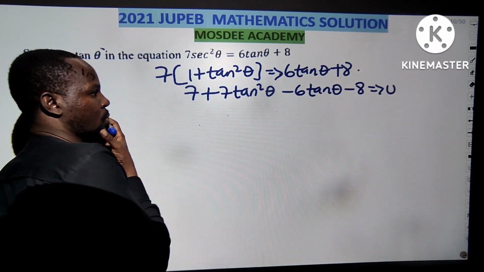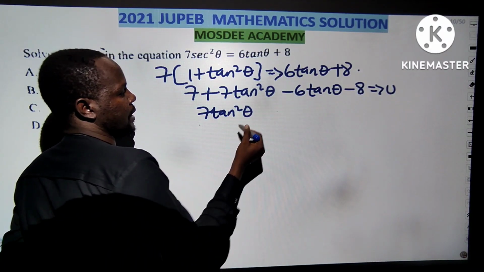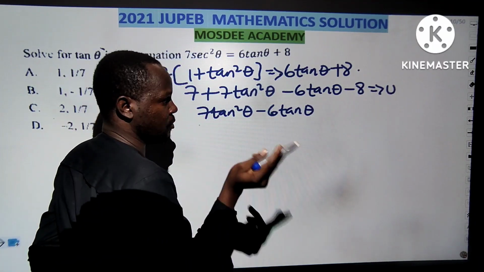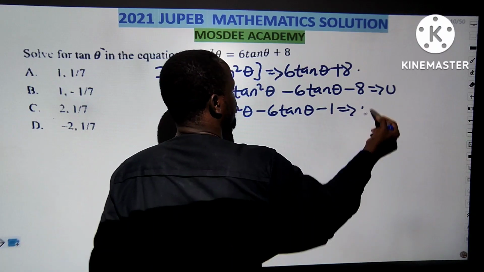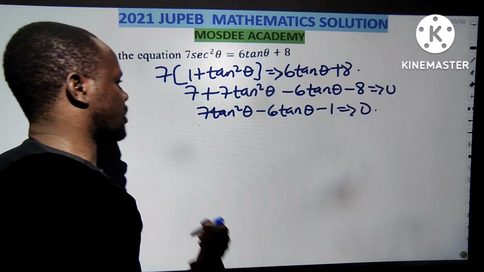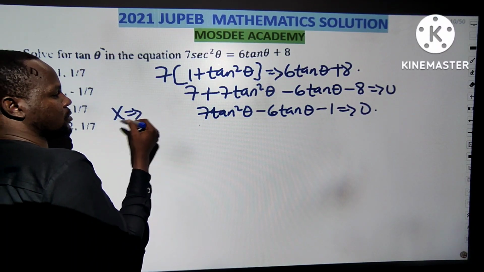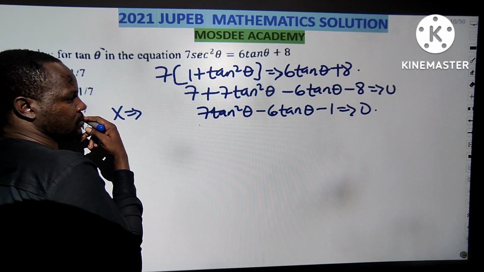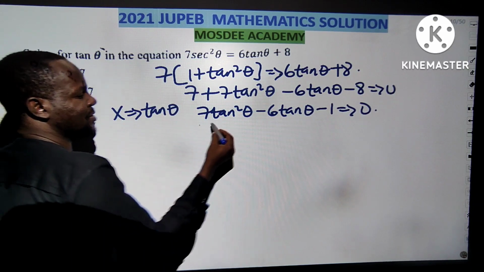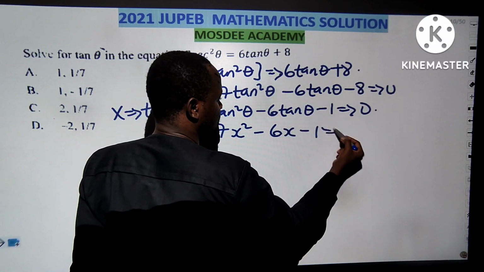I think it's now easy. It's simple now. 7 tan squared theta minus 6 tan theta. 7 minus 8 should be minus 1. Minus 1 equals 0. So this is a quadratic equation. We can even say let x equal tan theta, so that you can see the quadratic equation, 7x squared minus 6x minus 1 equals 0.